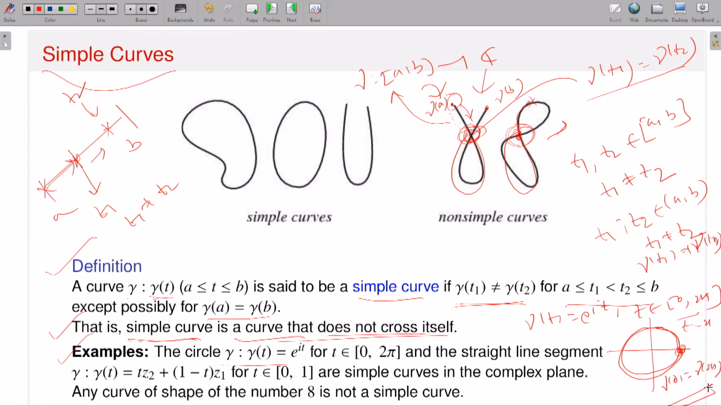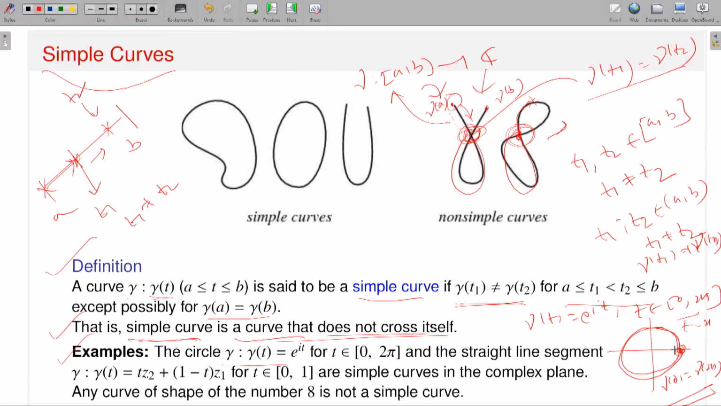But you see, in the definition I say that at the endpoints I don't care about injectivity, but I do care if I take two points in the open interval 0 to 2 pi. As long as t1 and t2 are two distinct points in the open interval 0 to 2 pi, it is going in this direction. That means it is always taking different values, so it is always injective. Therefore, the curve gamma of t equal to e to the it is actually a simple curve.